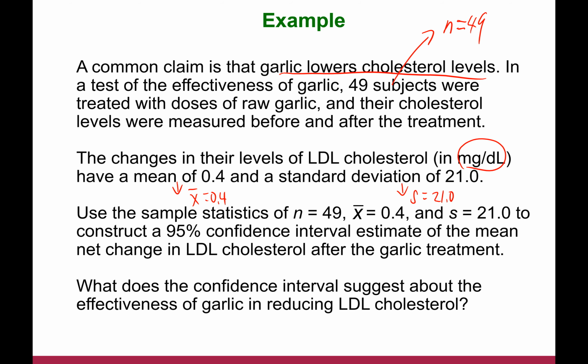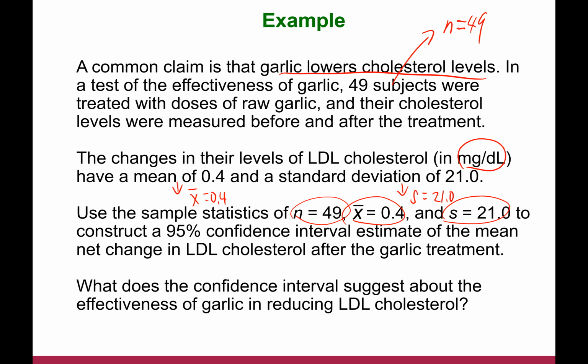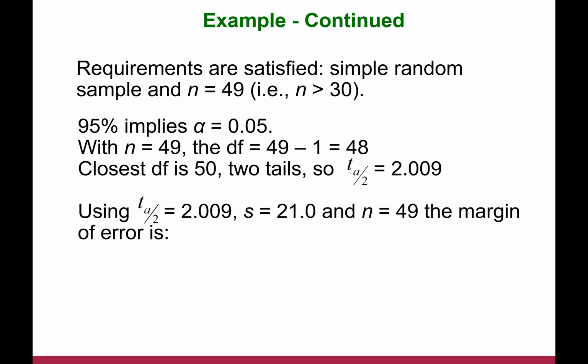Okay. Now use the sample statistics: n equals 49, sample mean 0.4, standard deviation 21, to construct a 95% confidence interval estimate of the mean net change in LDL cholesterol after garlic treatment. What does the confidence interval suggest about the effectiveness of garlic in reducing LDL cholesterol? So the requirements are certified: simple random sample. Although it doesn't say the population is normally distributed, the sample size 49 is bigger than 30. So the requirements are satisfied.